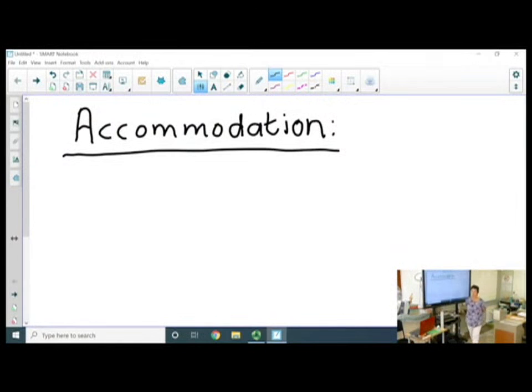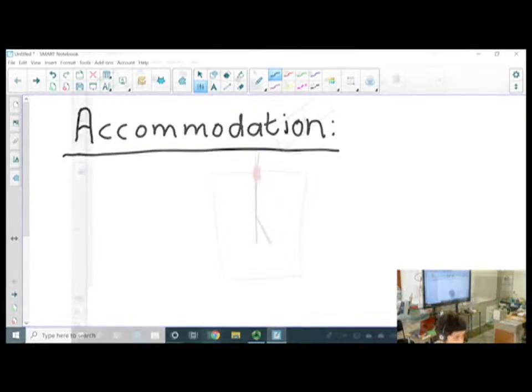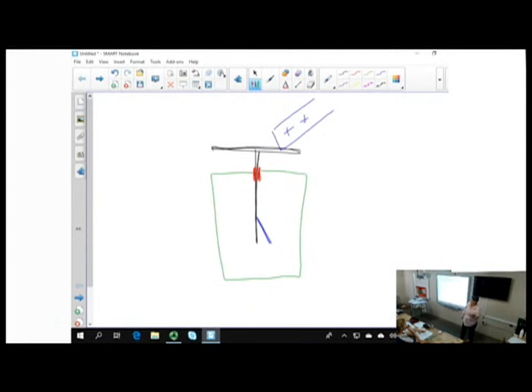Accommodation is the ability of the eye to focus on distant and near objects. And I bring it in contact with the electroscope. What you must keep in mind is positive charge can't move. It is the negative charge that moves.